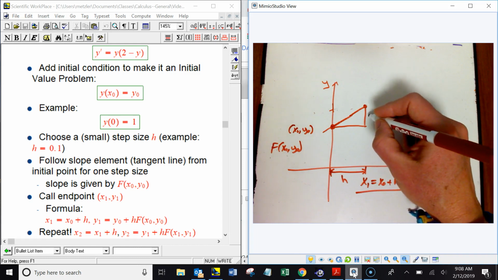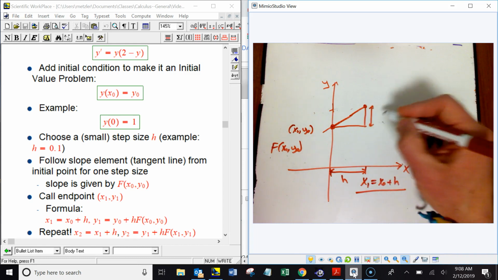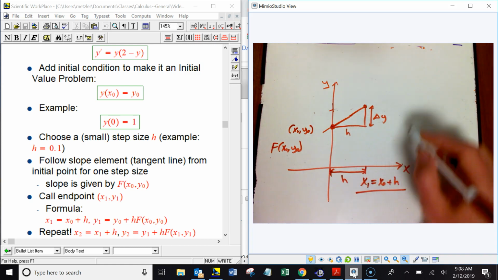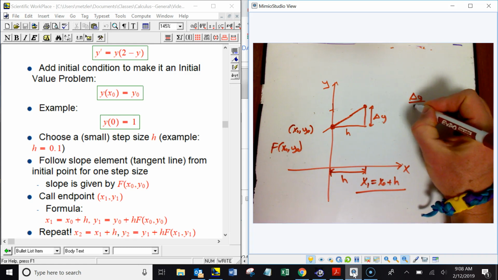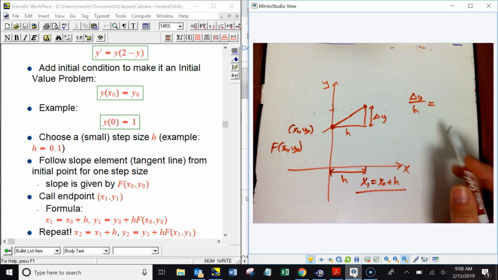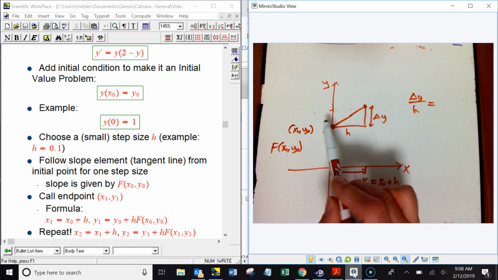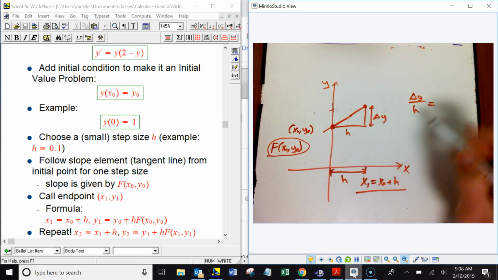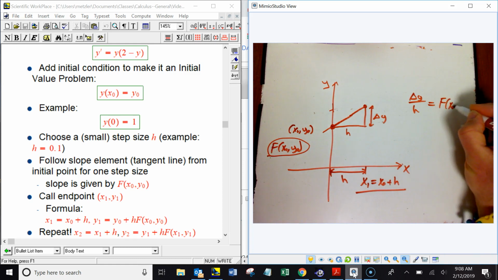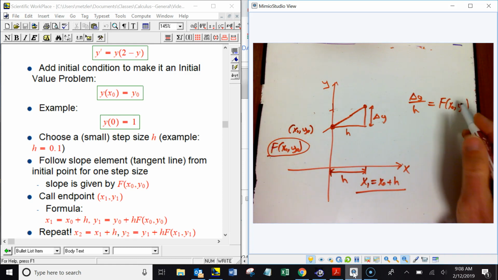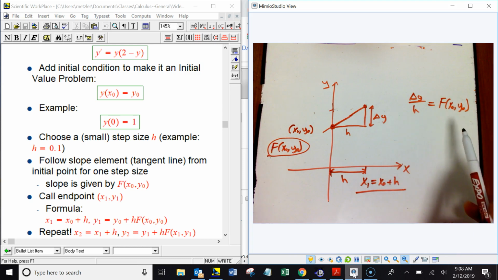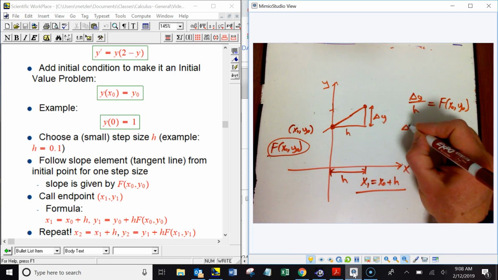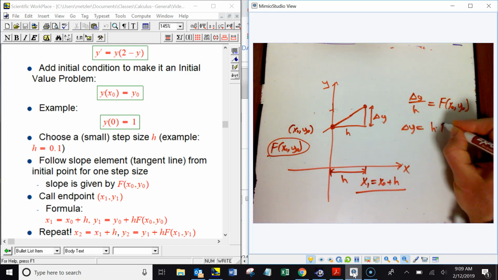Well, we know that this distance here, let's say that's delta y, over h, that's our chosen delta x, delta y over h should be the slope, and I chose the slope to be exactly what this function gives me at x naught, y naught. So remember, the function capital F is just an abbreviation for whatever is on the right-hand side of our original differential equation. We'll see it as y times (2 minus y) in the example in a second. So in other words, delta y is h times that.